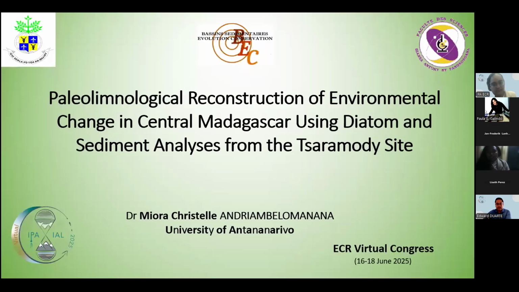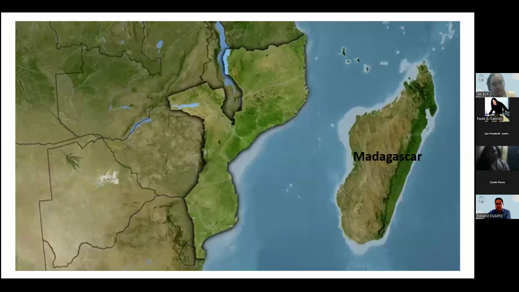Using the sediments and diatoms. So Madagascar is located southeast of Africa and constitutes a biogeographical entity different from all the others on our planet Earth.